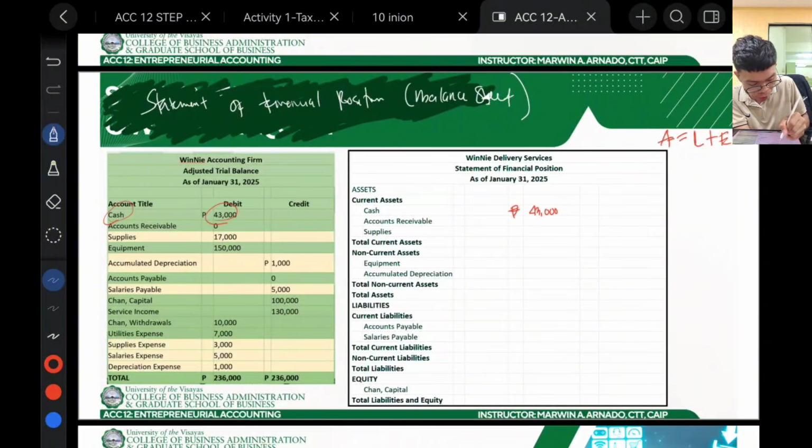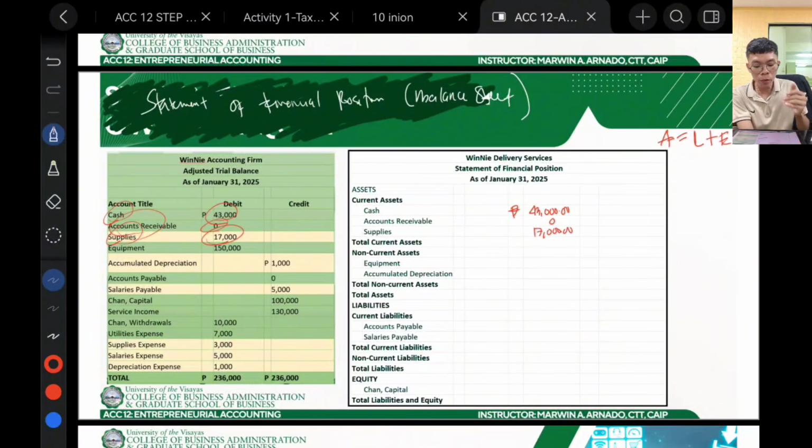Why is there a peso sign, sir? Because, as I mentioned in the previous meetings, the first amount in the column should have a value sign. It can be a peso sign or a dollar sign. It depends on the problem. The next one we have here is accounts receivable. That would be 0. Supplies, that would be 17,000.